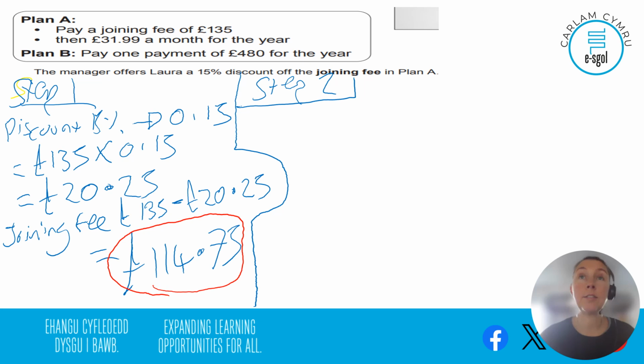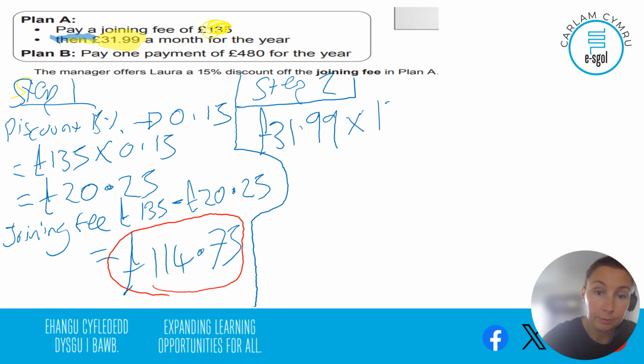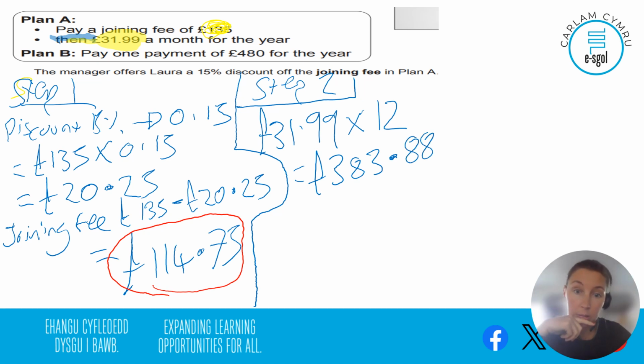What we now need to do is work out how much it is per month. Not per month, for the year, sorry. So we've worked out 15% off the 135. We now need to work out what £31.99 is. So back to the pen. So we write here £31.99 times 12. And that's for 12 months. Equals £383.88. Should be showing on your calculator.